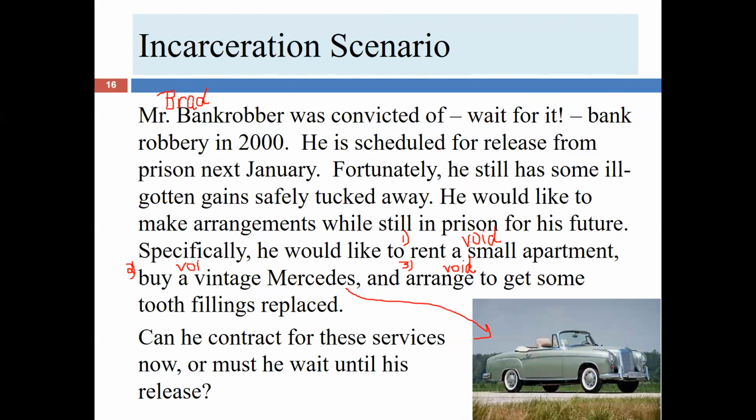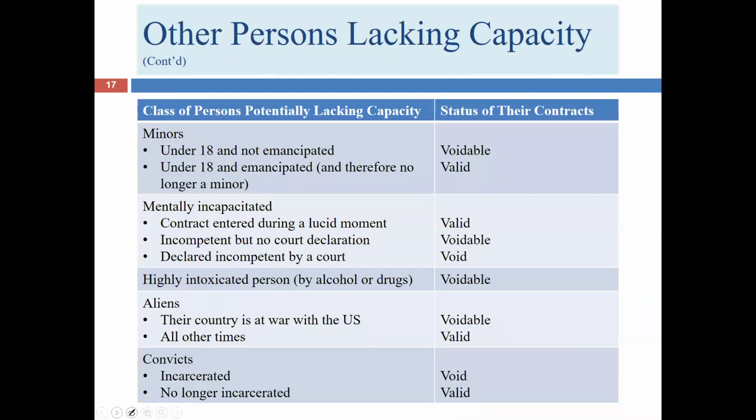Now, can Brad, the bank robber, buy these things the day that he gets out of prison? Absolutely. Obviously, he can't use his ill-gotten gains, but if he somehow manages to earn the money in a legitimate way, he can absolutely rent a small apartment. He can absolutely buy that vintage Mercedes, and he can absolutely arrange to get his dental work done. Once he's released from prison, he immediately has those rights, but until he does, he can't do any of these tasks. So hopefully that clarifies that issue just a bit.